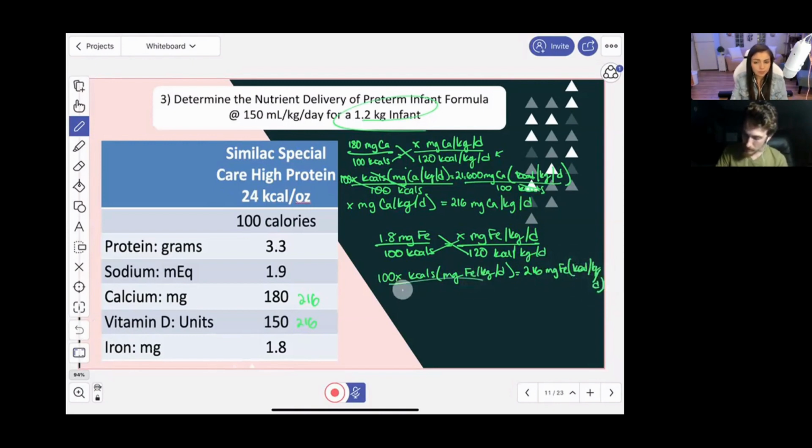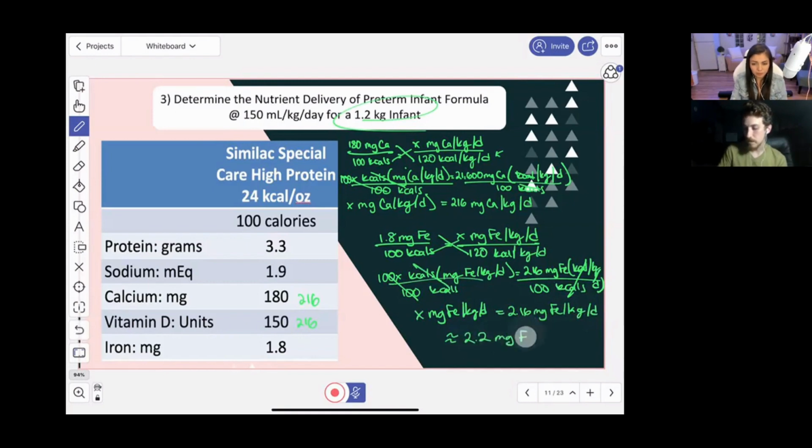Okay, so we'll divide each side by 100 kcals to get the X alone, and then these will cancel. So X milligrams of iron per kilogram per day equals 2.16 milligrams of iron per kilogram per day. If we round that, that'll give us approximately 2.2 milligrams of iron per kilogram per day. Okay? Nice. And that's about it.